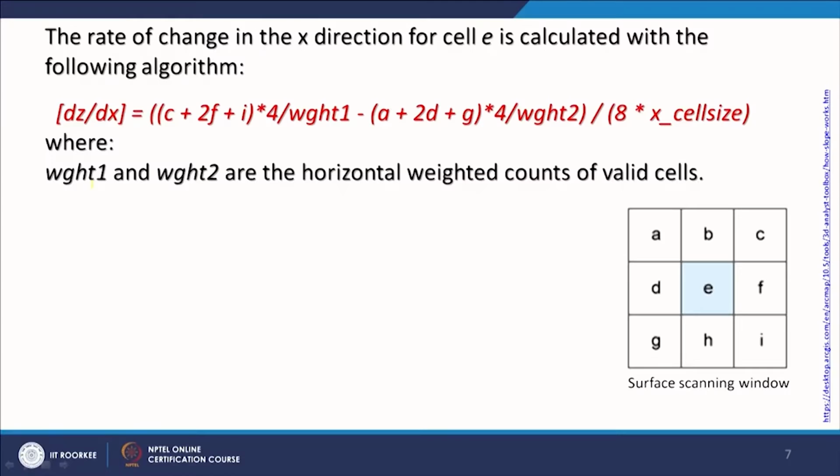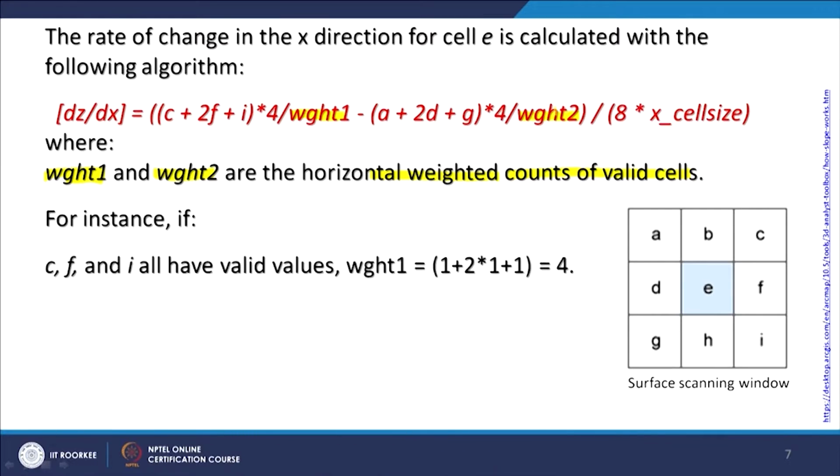Again, there the weights are there. Weights can also be given, as I have been telling earlier. For each cell in the neighborhood the weights can be given, and that becomes a typical spatial filter if we bring in the analogy of digital image processing. So weight 1 and weight 2 are horizontal weighted counts for valid cells, here weight 1 and weight 2 in the above equation. And for instance I may assign some weights here.